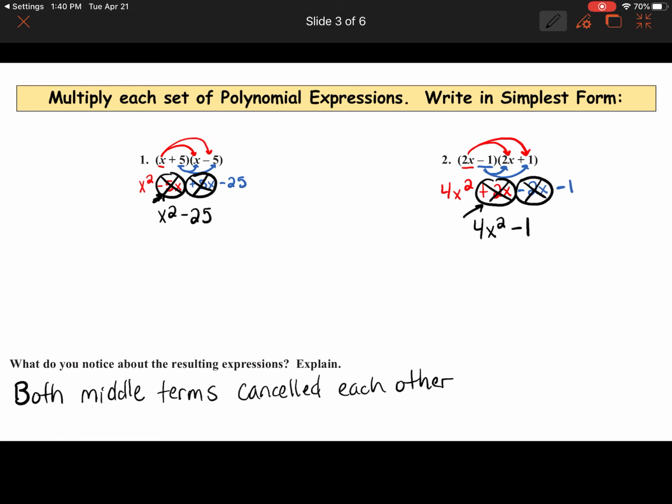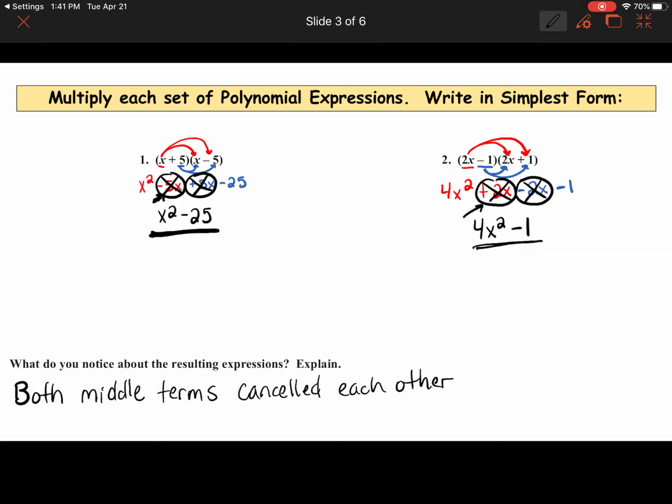And that's because the answers are perfect squares. If we were to factor these expressions, they're the difference of perfect squares. If you look, 4 is a perfect square, 1 is a perfect square, x squared, and 25. We're going to take a look at that right now if that's confusing for you.